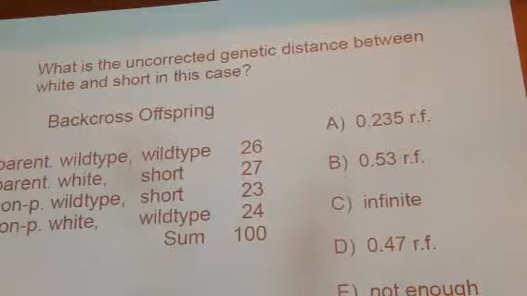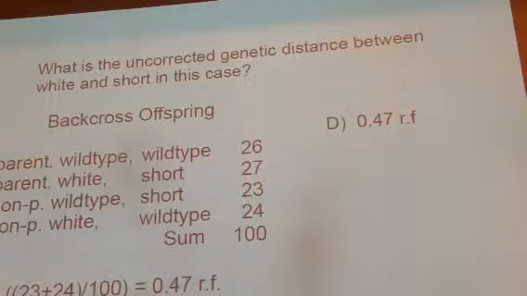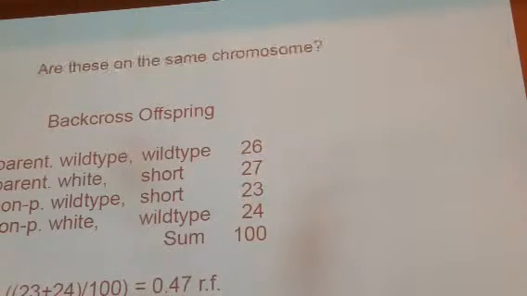Okay. Next. Okay, here's the calculation for D. Are these two genes on the same chromosome? It looks like there's a lot of recombinants. Are there enough recombinants to say they're on different chromosomes, or are there too few recombinants? It looks like they're on the same chromosome, they're linked. How would you answer this?